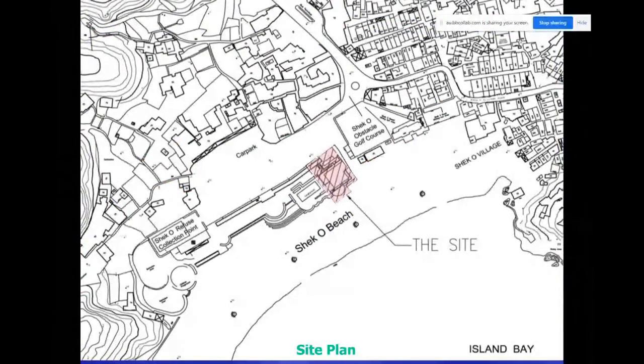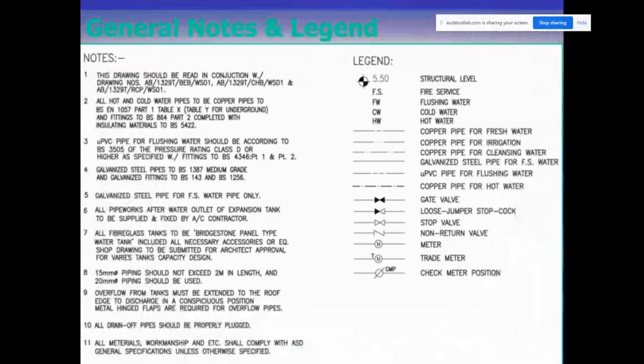Now, we identify the site plan. This one is a very small house, with some small, maybe a cup house or something. This is a small building.